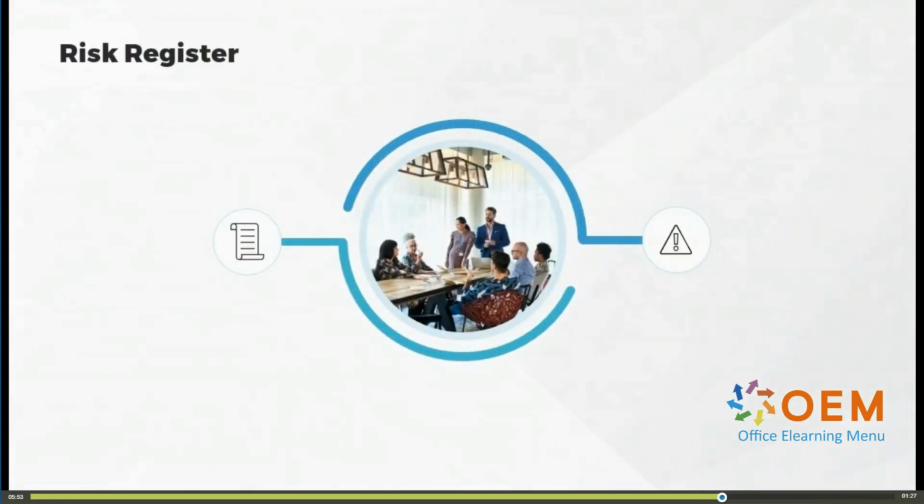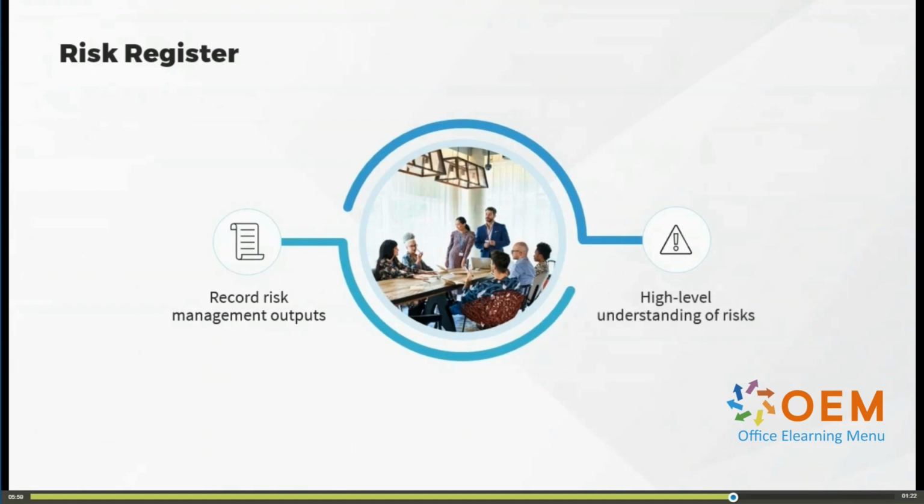The risk register is a repository for recording and tracking risk management outputs. It provides a high level understanding of the risks that the project faces and the strategies in place to address or mitigate those risks. Within the risk register, project managers document risk identification, analysis, response planning, and monitoring activities. It serves as a central location for all risk related information, allowing stakeholders to gain insights into the project's risk landscape. Basically, by maintaining an up to date risk register, project managers can proactively manage risks and reduce their potential impact on the project.